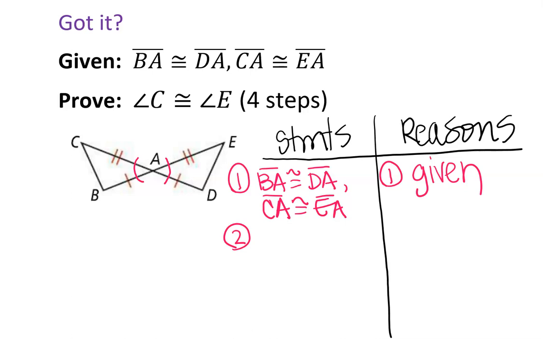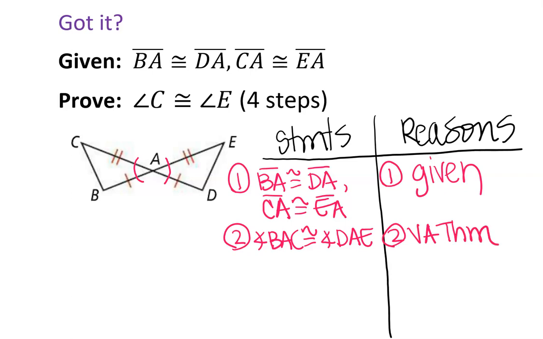Since they are touching at the vertices, we have to name them with 3 letters. I'm going to go with angle BAC congruent to DAE, and that would be vertical angle theorem.